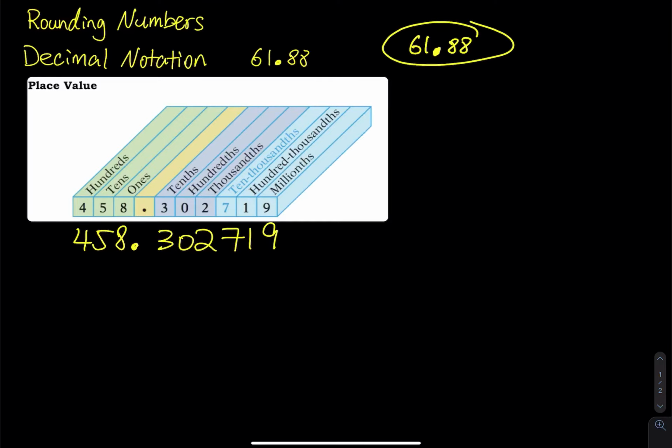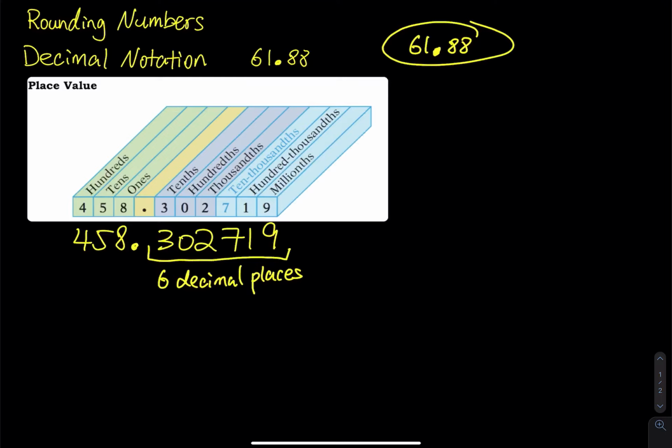Let's take a look at the place value. So we have a picture right there. The correct way to read this number is 458.302719. So this is a decimal notation. This decimal has six decimal places, because there are 6 digits on the right hand side of the decimal.